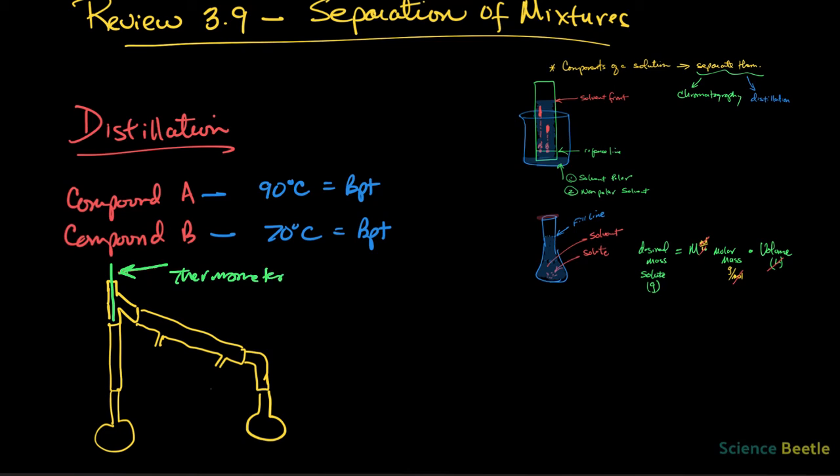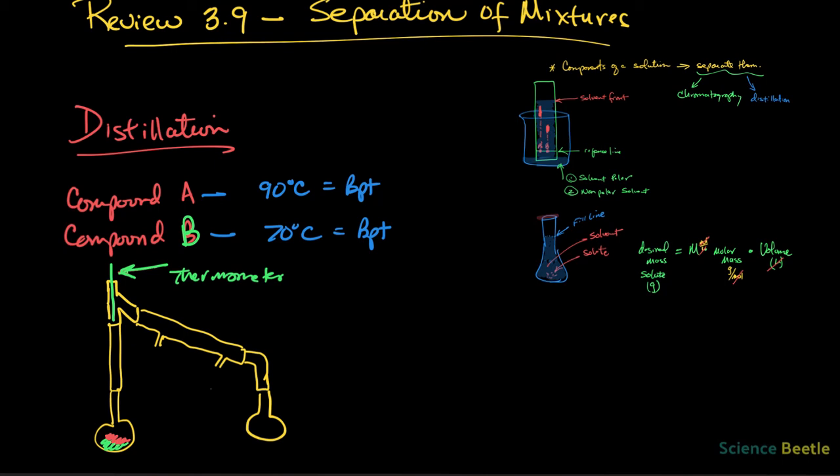And so that thermometer there will have a sleeve on it so that nothing can escape from it. There's actually like a little rubber sleeve that goes on top, or it could be a rubber stopper, either way. And so what will happen here is if we have two compounds, let's say compound A is red and compound B is green.